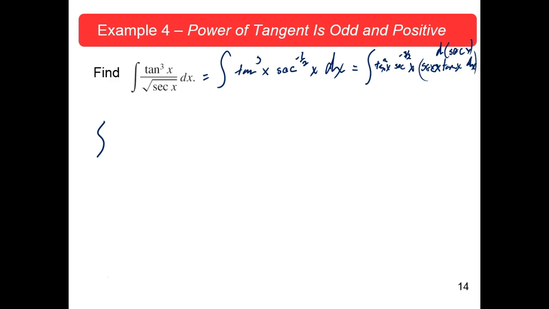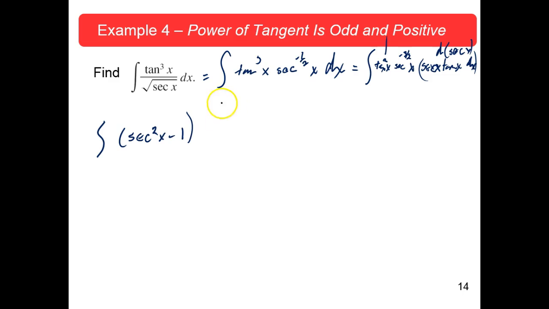All right. Now, with that done, we need this in terms of secant x. Well, what is tangent squared in terms of secant? Secant squared x minus 1. Why does that make a difference? Because it's the negative of the other one that you said. If you had said a negative in front, that would have been okay.